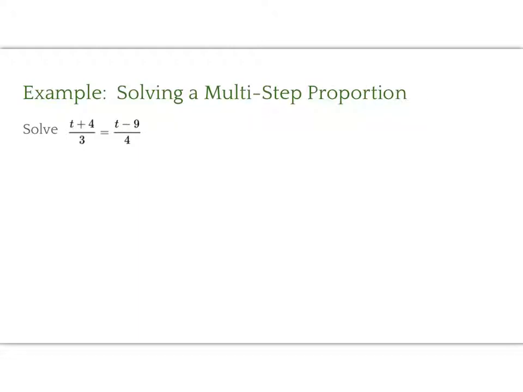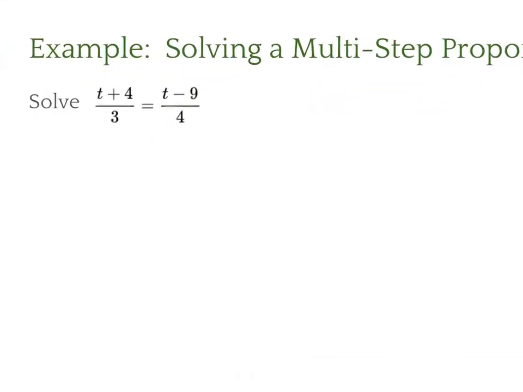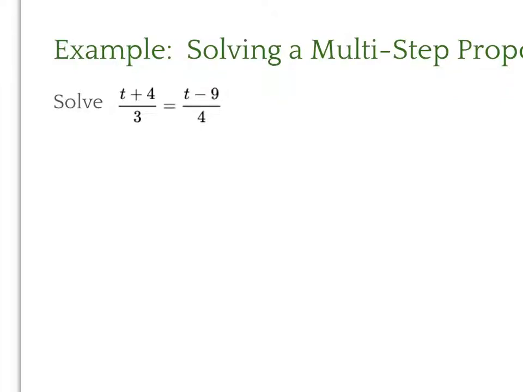Example: solving a multi-step proportion. Here we have solve t plus 4 over 3 equal to t minus 9 over 4. It's a proportion with the variable on both sides. We're going to use cross multiplying, or cross products. So I'm going to multiply the 4 on the right times the numerator on the left. We'll put parentheses: 4 times (t plus 4) equal to 3 times (t minus 9).